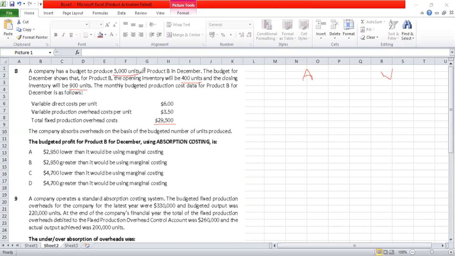So this was incurred for 5,000 units. How are they charging their overhead costs? They are charging their overhead costs on the basis of the budgeted number of units produced. So every single unit will be charged with the fixed overhead cost also. So let's first figure that out.